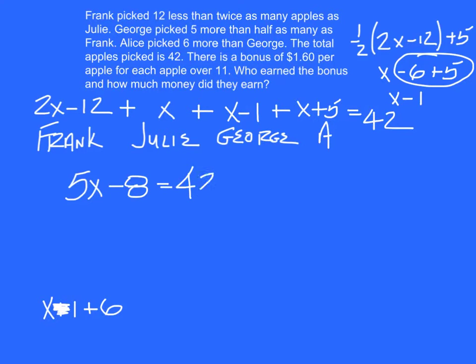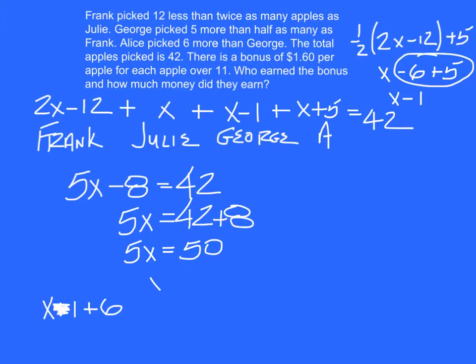And then we have 42. Do I add or subtract 8 on the right side? I add 8. And when I add 8, what do I get? 50. What do I do to the 50? If I divide by 5, what's x? 10. So we need to go back and find Frank, Julie, George, and Alice.